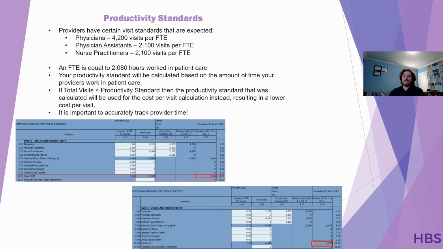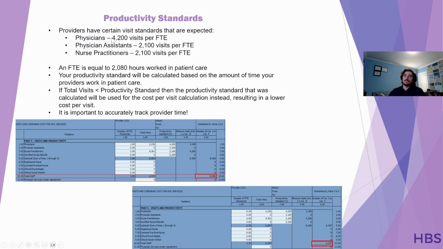Productivity standards are certain amounts that CMS has decided that providers should be seeing on a regular basis. So for physicians, this is 4,200 visits per FTE. FTE is full-time equivalent or full-time employee, depending on the situation.